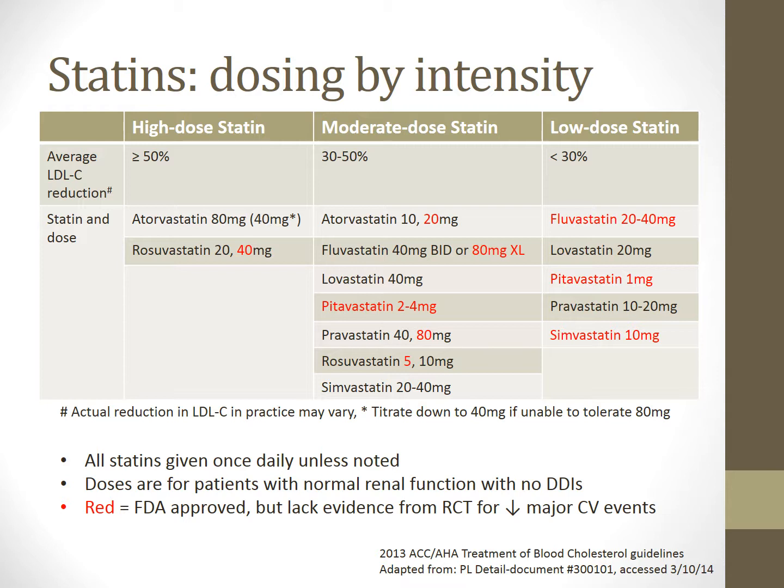The bottom part of the table shows the statins and the doses that, when used in randomized controlled trials, demonstrated a reduction in major cardiovascular events. So things I want to point out in this table as well is that all statin doses are given once daily, unless otherwise noted in the table. Also, the doses that are listed here are for patients with normal renal function and with no drug-drug interactions. So, depending on the statin that's used, the doses may need to be adjusted for renal compromise or for significant drug-drug interactions. Also, the doses and the drugs that are in red are FDA approved, but were not tested in the randomized controlled trials that were reviewed by the 2013 guideline authors.